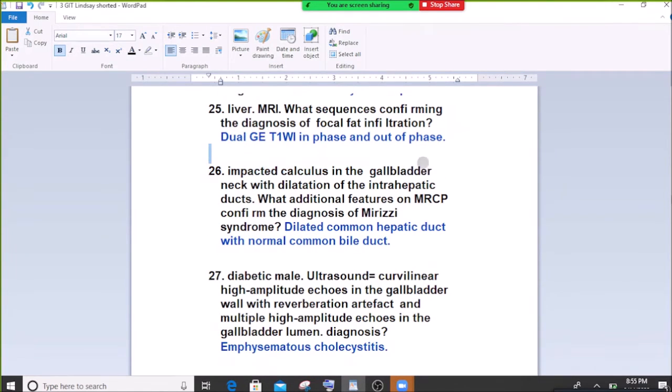26. Hepatic calculus in the gallbladder neck with dilatation of the intrahepatic duct. What features on MRCP confirm the diagnosis of Mirizzi syndrome? Dilatation of the common hepatic duct with normal caliber CBD. A stone shown in the gallbladder neck suggests Mirizzi syndrome, and on MRCP we see a dilated common hepatic duct but a normal CBD.